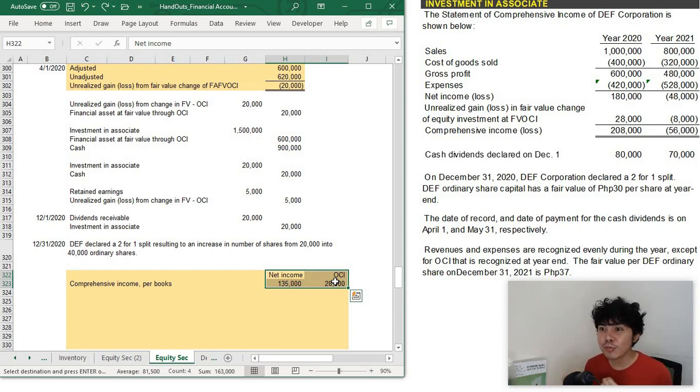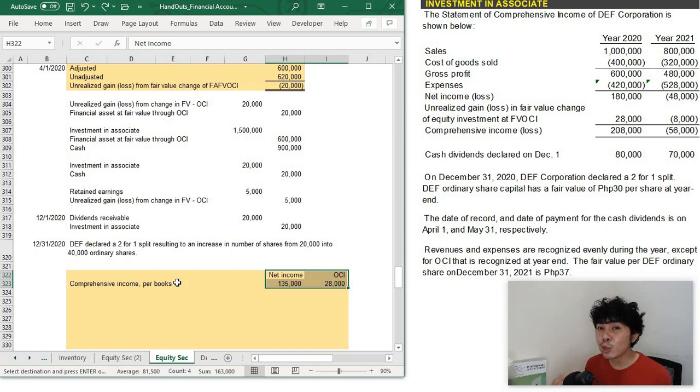Ano ba yung nasa point of view natin? Yan din ba yung comprehensive income niya? In our problem, hindi. Iba ang comprehensive income niya sa ating point of view. Bakit iba? Kasi meron pa tayong i-consider. Kasi, etong comprehensive income na to, net income at OCI, na-compute ito based sa changes ng book values ng net assets ni associate. Ibig sabihin, changes yan sa assets and liabilities ni associate based on their book values.